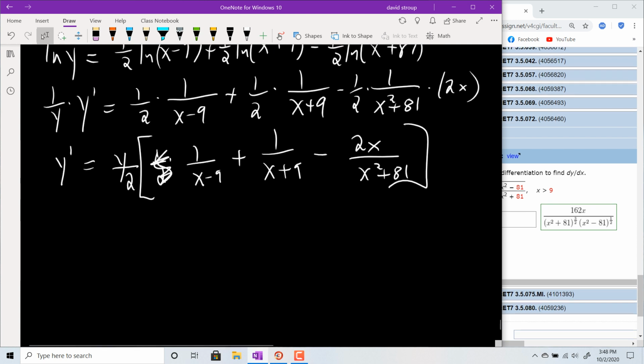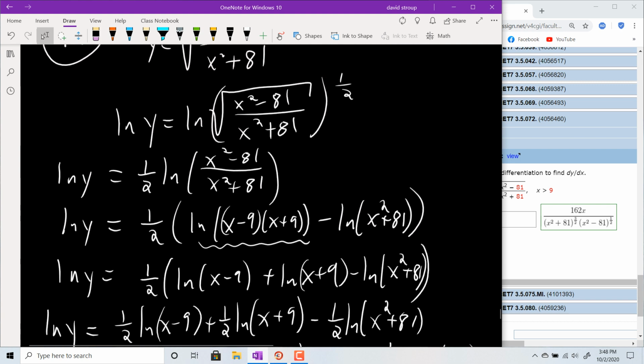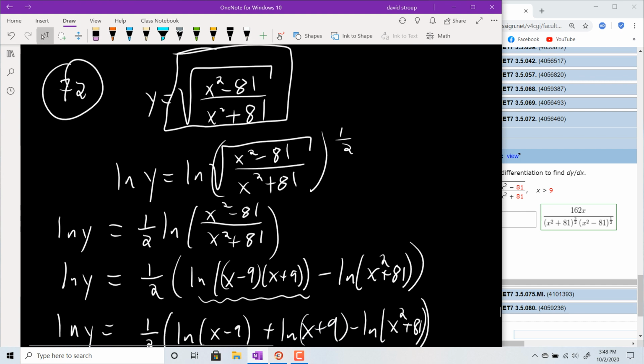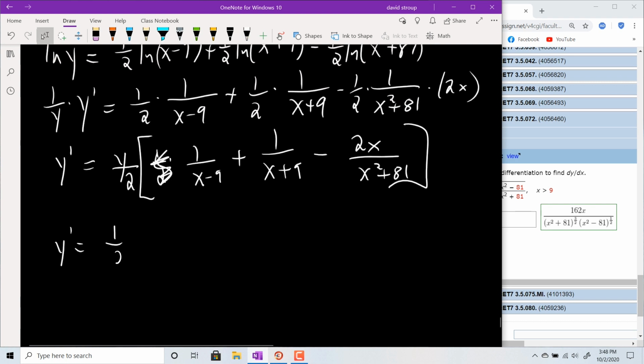You can combine these denominators. Ultimately, the thing about logarithmic differentiation is you want to get everything in terms of x. So you're going to substitute in for y. You're going to substitute this back in for y eventually. So you'll have 1/2 times the square root of x squared minus 81 all over x squared plus 81.